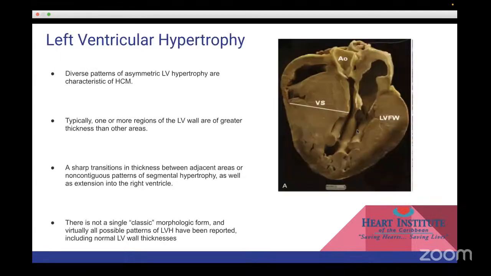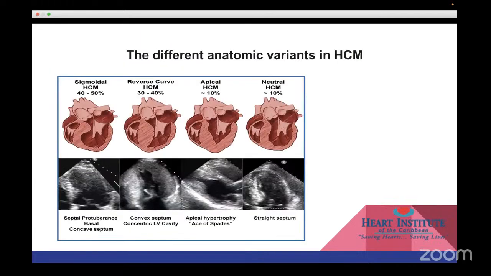So looking specifically now at the morphology, there are actually different patterns of HCM, and it can be characterized with, well, different morphologies or different patterns. So it's asymmetric left ventricular hypertrophy. Typically, one or more regions of the left ventricular wall has a greater thickness than the other, and there's sharp transitions in thickness between adjacent areas. But as we mentioned, there's not one classic morphology. We actually have quite a few.